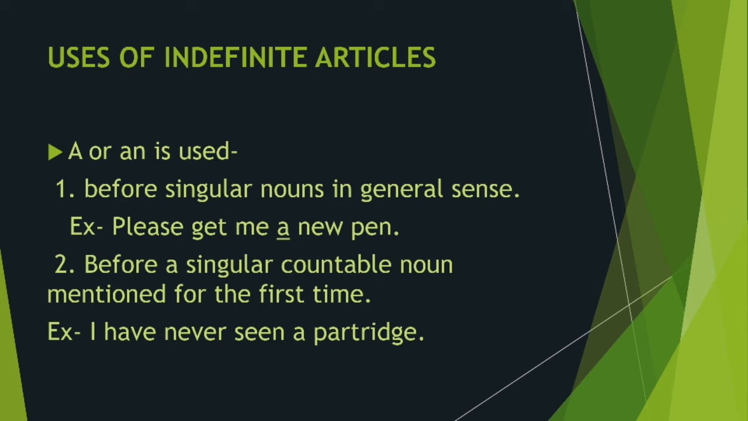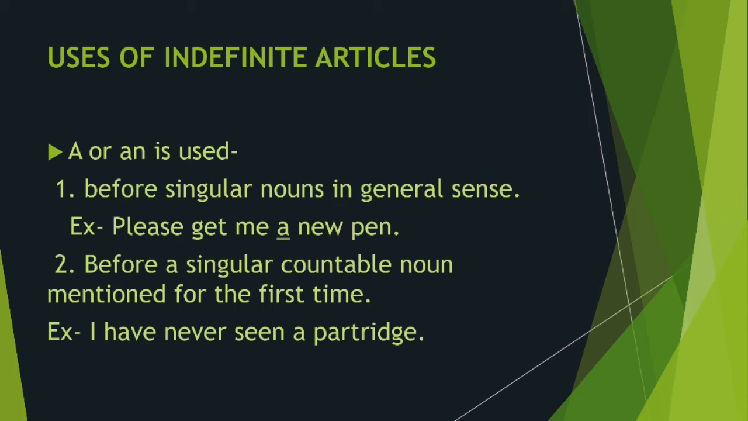Uses of indefinite articles. Okay, I've told you there are two kinds of articles. Indefinite. Indefinite means जो specific नहीं होते. So कौन से नहीं होते? A and an. और definite जो specific होते हैं, the. Okay, so let's see uses of a and an. A or an is used before singular nouns in general sense. हमेशा हम singular nouns के साथ use करेंगे, और general sense में जो बात हो रही हो. Please get me a new pen. A new pen, कोई सा भी new pen. No particular thing is described.